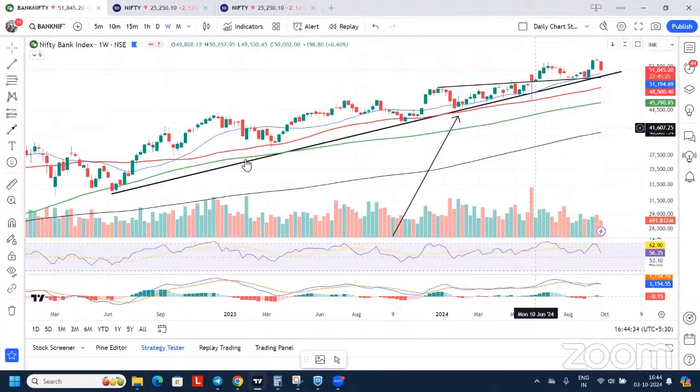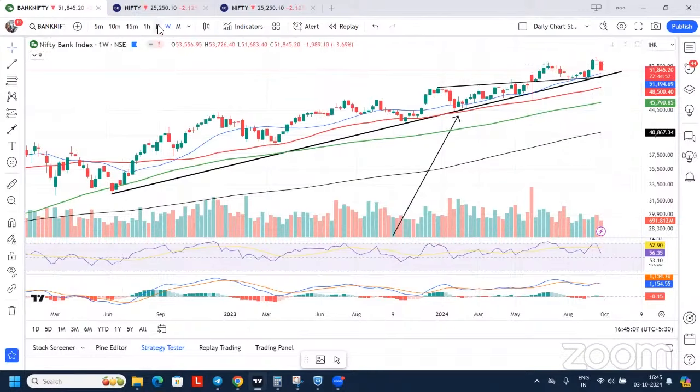Also, if you see the upward sloping trend line from June 2022, we have seen it take support around that level and bounce back from there. So hopefully that 50,000 level is the key support for Bank Nifty. If that sustains, then we might see some more consolidation in Bank Nifty in the range of 50,000 to 54,000, 55,000.